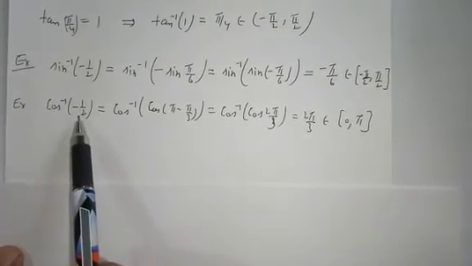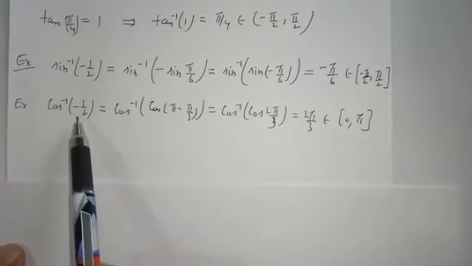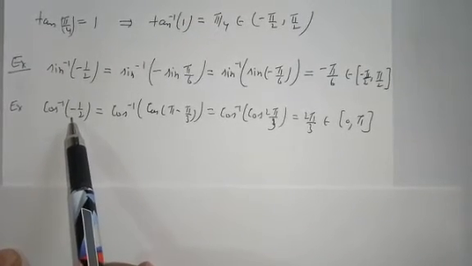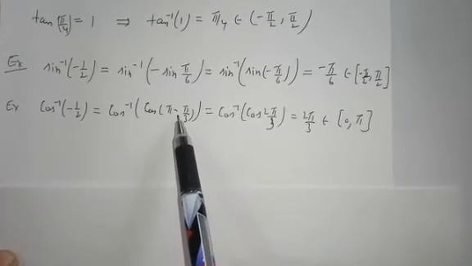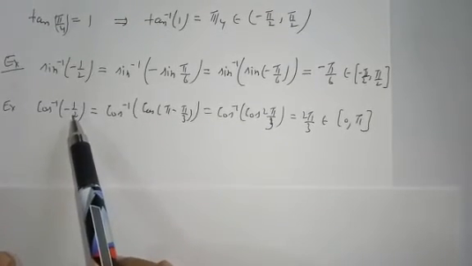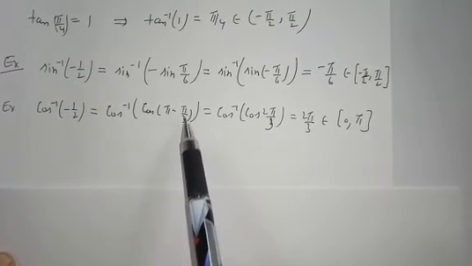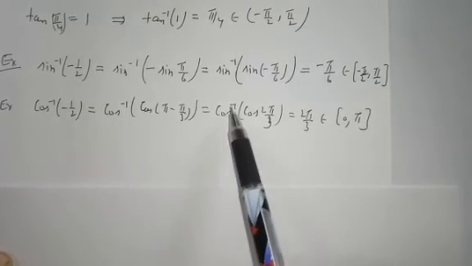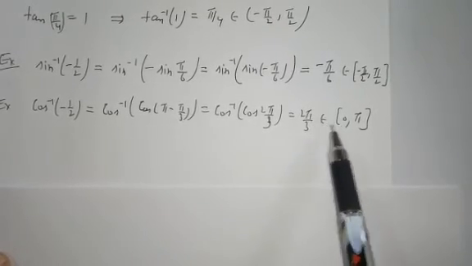Now cos inverse of minus half. In the case of cos, the PVB lies in the first and second quadrants, and there is a minus. Cos is negative in the second quadrant, so the value will be in the second. For the second quadrant we write cos of pi minus pi by 3, since 1 upon 2 is for 60 degrees, but we are in the second quadrant, that's why we write it like this, pi minus pi by 3. After simplification, 2 pi by 3. Now cos inverse and cos cancel, we have 2 pi by 3, and it also lies in the PVB 0 to pi.